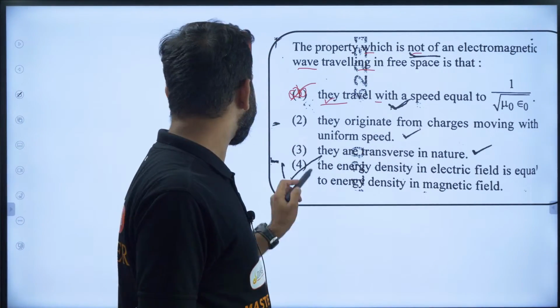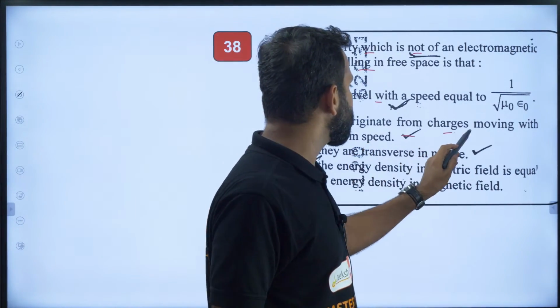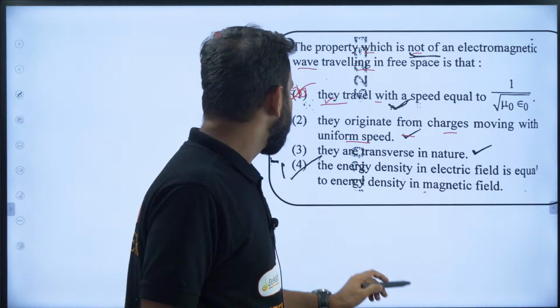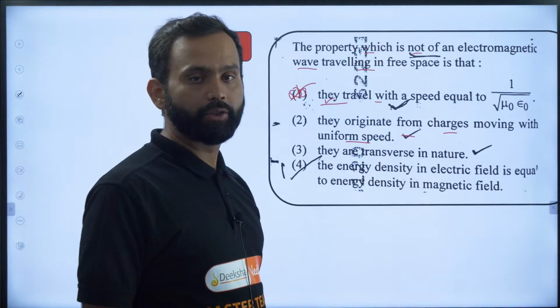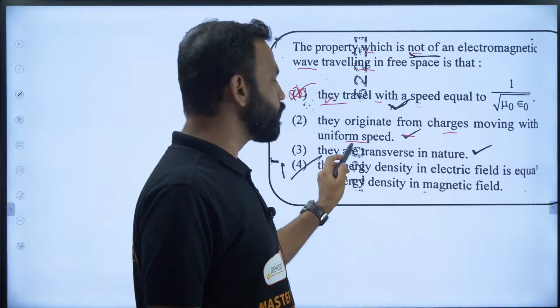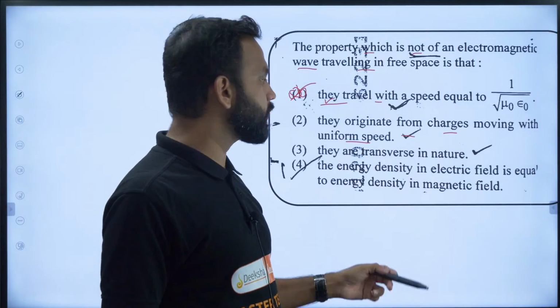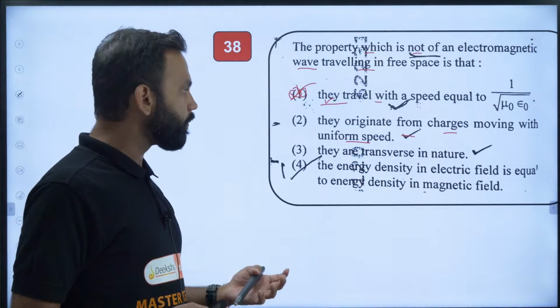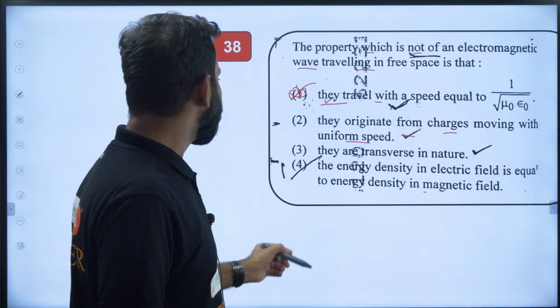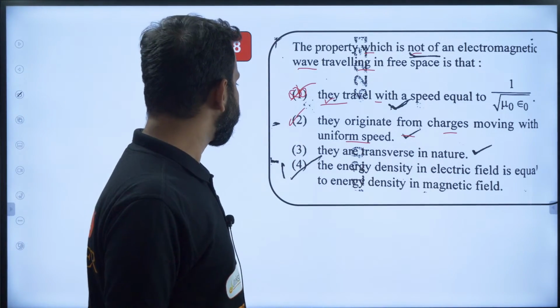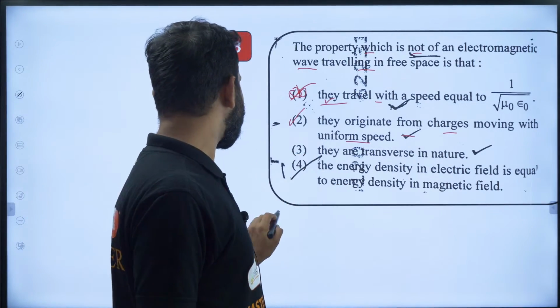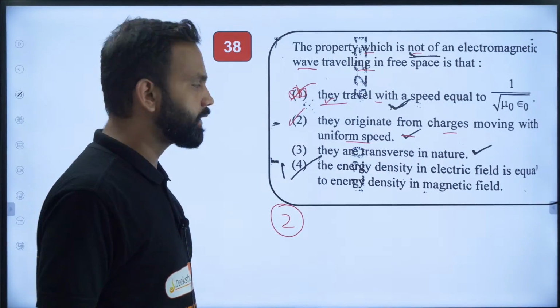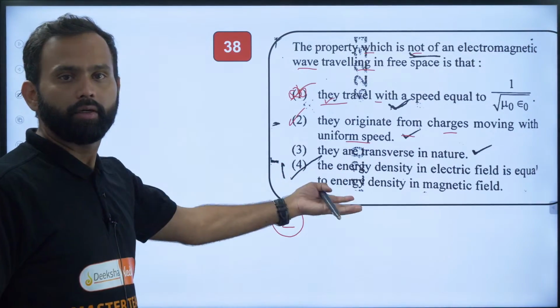So the first option is wrong. Second one: they originate from charges moving with uniform speed. This statement is wrong, right? The charge has to move with varying speed, or with acceleration, then only it can create the EM wave. So the second option is correct. Third and fourth are correct statements.